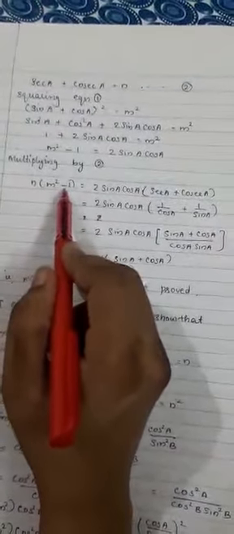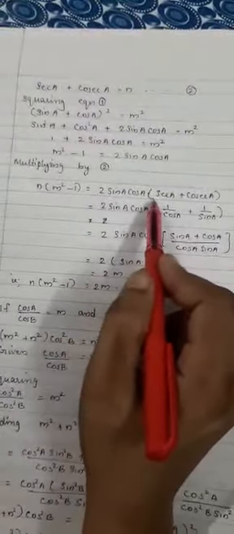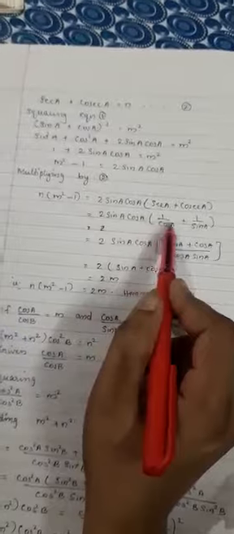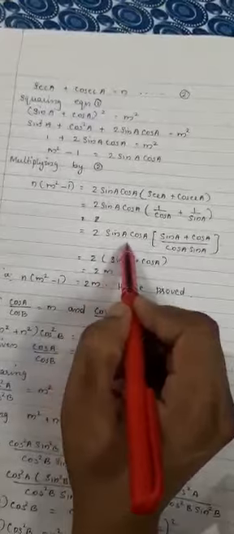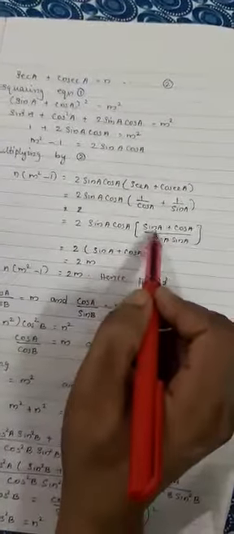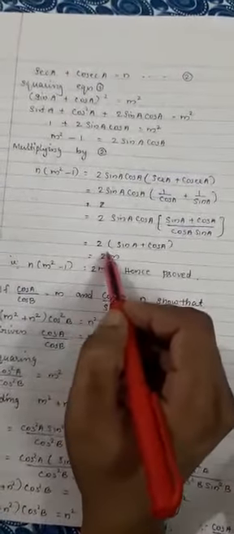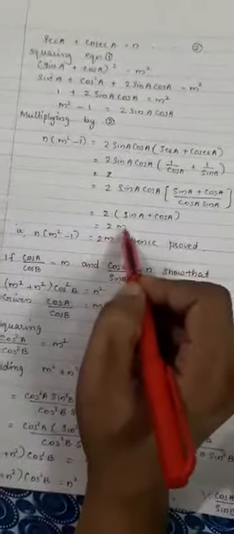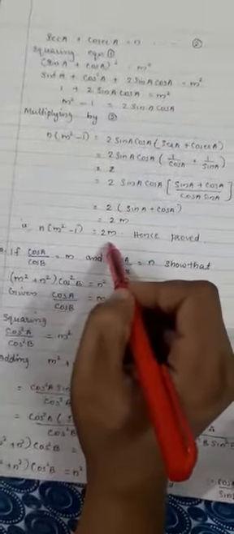Multiplying this by equation number 2. n into m square minus 1 equal to 2 sin A cos A into sec A plus cosec A, equal to 2 sin A cos A into 1 by cos A plus 1 by sin A, equal to 2 sin A cos A into, take the LCM, sin A plus cos A divided by cos A sin A, equal to 2 into sin A plus cos A, that is equal to 2m. That is n into m square minus 1 equal to 2m, hence proved.